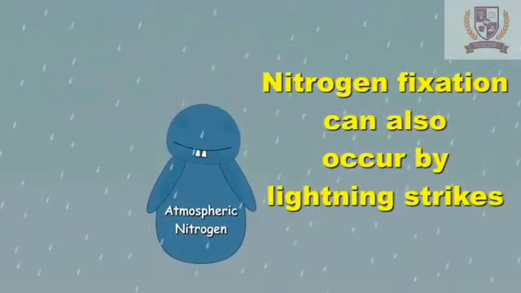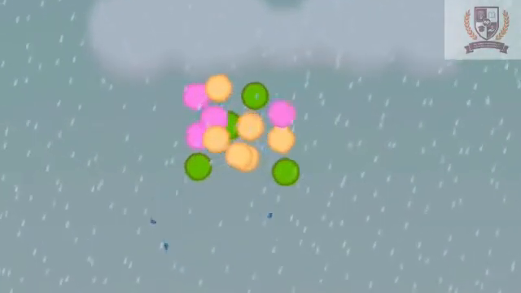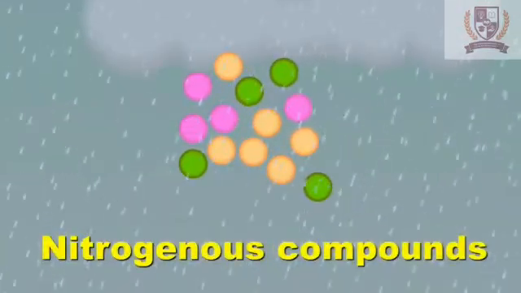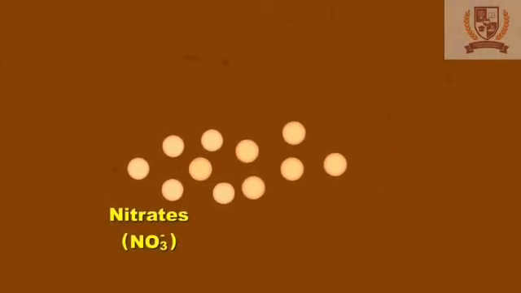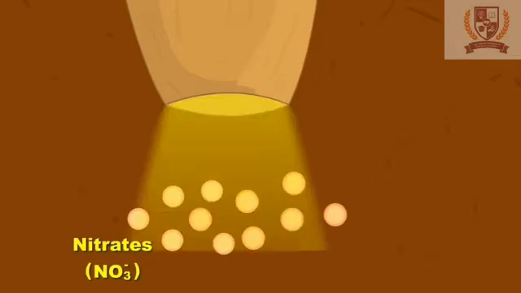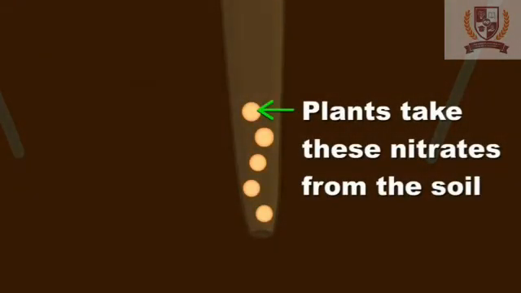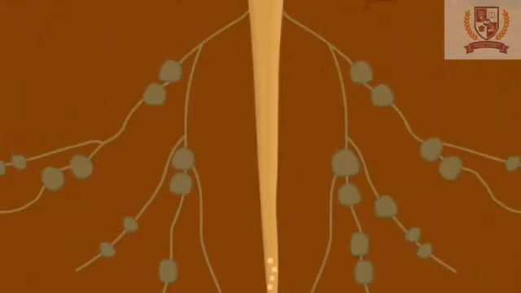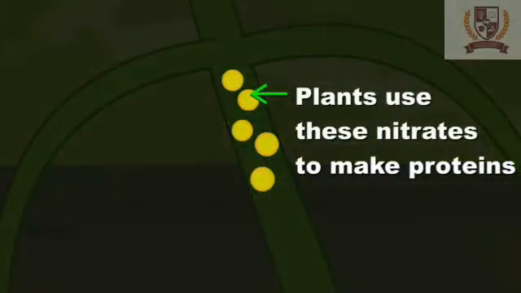Apart from all of these, nitrogen fixation can also occur when lightning strikes. Lightning causes the atmospheric nitrogen to break into nitrogenous compounds which are then taken up by the soil. The roots of the plants take up these compounds of nitrogen from the soil. All these nitrates, nitrites and ammonia can be taken up from the soil by the plant. These are then used for the formation of proteins.